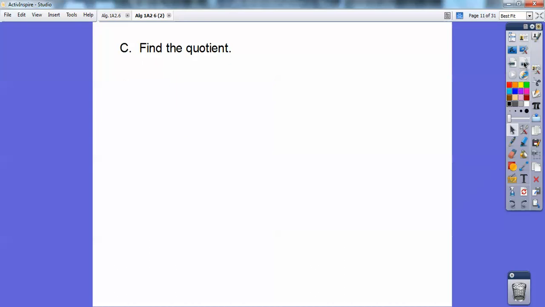All right, so find the quotient. So negative 16 divided by 4. This is just like when you're multiplying, a negative divided by a positive is going to be a negative, and 4 goes into 16 4 times, so it's negative 4.